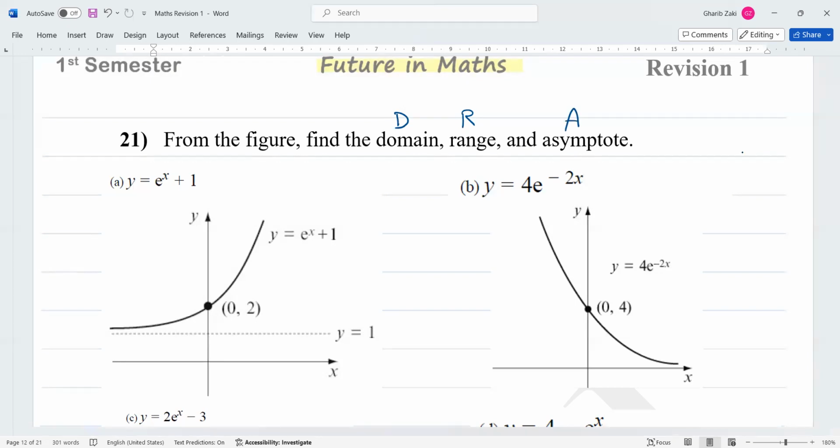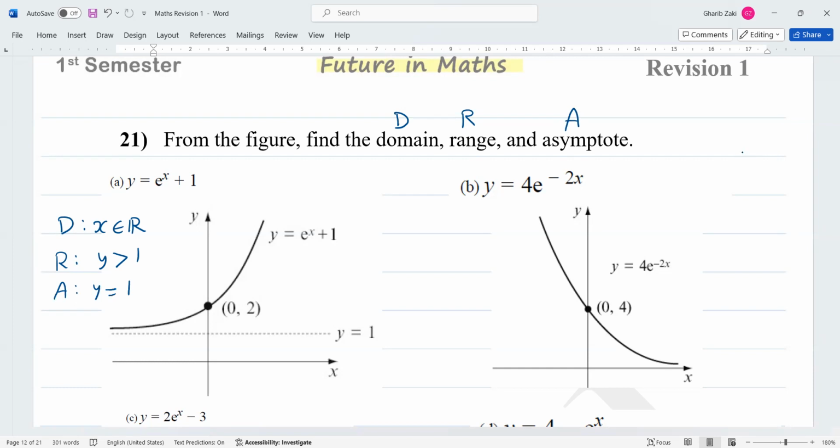Now, for the first one, what is the domain? For all e power x, the domain is x belongs to R without thinking. So the domain is x belongs to R. What about the range? The range depends on the asymptote. The range of the first curve is y greater than. What is the asymptote? y equals.